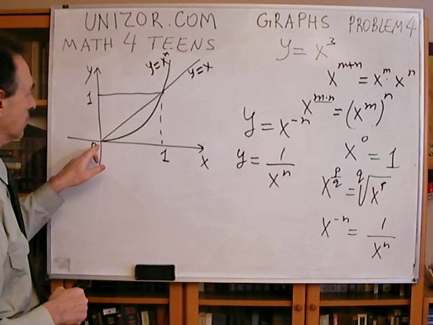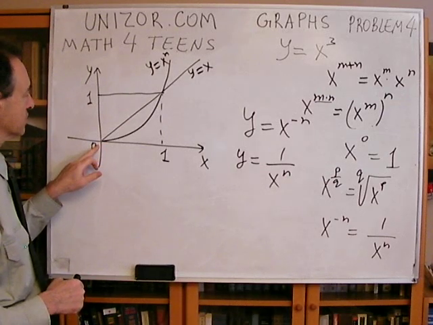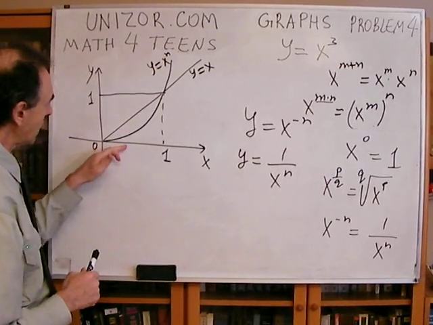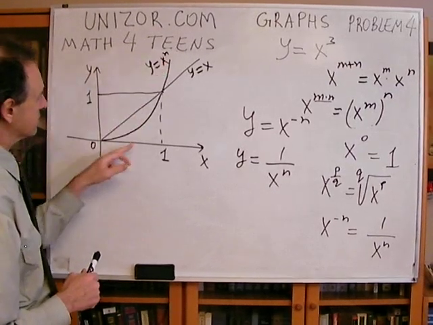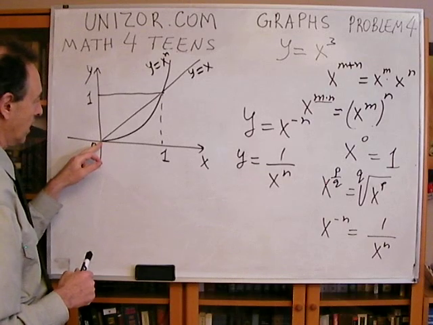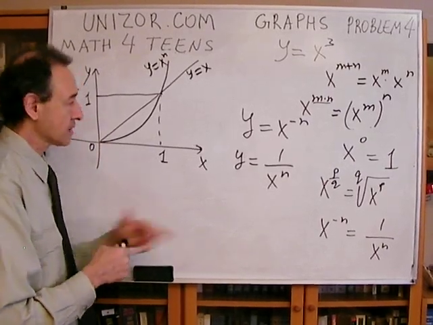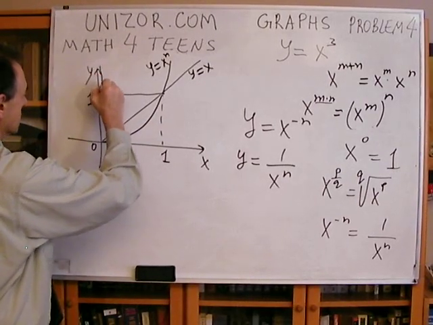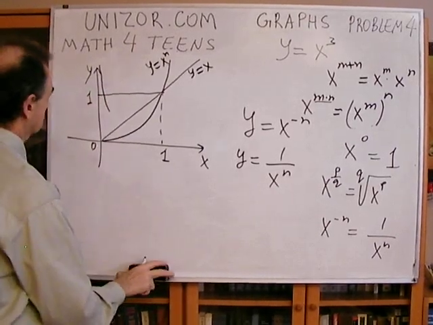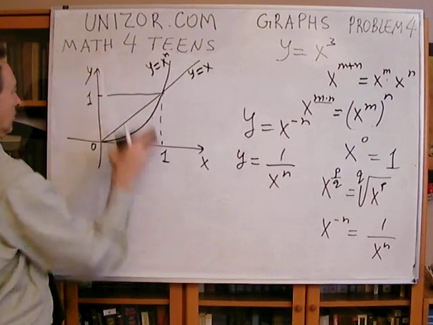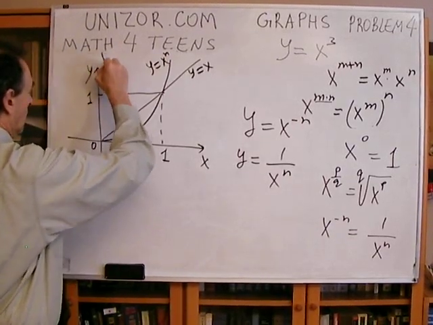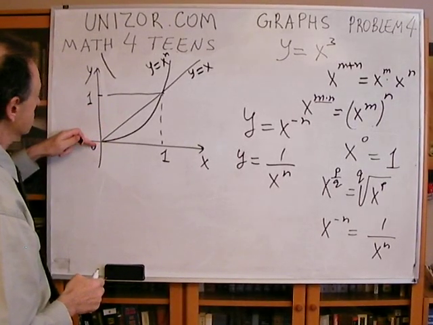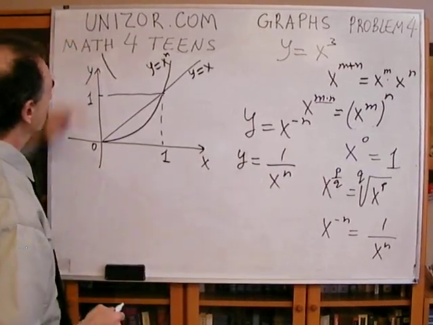First of all, y cannot be defined when x is equal to 0. We cannot divide by 0. That's out. However, as x tends to 0, x to the n tends to 0 as well. So 1 over x to the n will go to infinity. So obviously, the function will go to infinity as it approaches this way. As x approaches 0, 1 over x to the n will go to infinity.